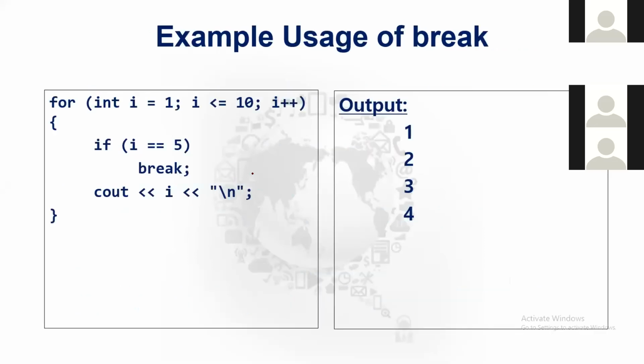So how does it actually work? This is the example provided. If i equals 5, then it breaks. Break means it stops the whole for loop. You can see in the output, when it reaches 4, it still goes. Then when i equals 5, it will check this condition. Once the condition is true, it will break the whole loop.